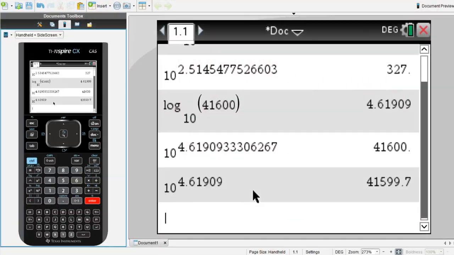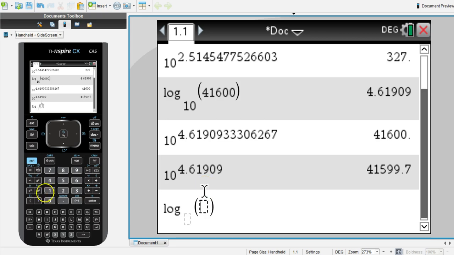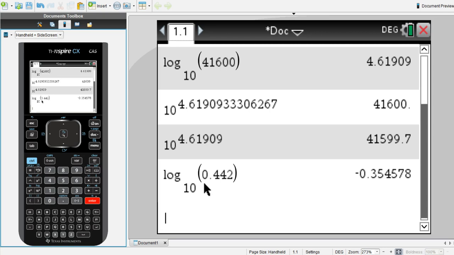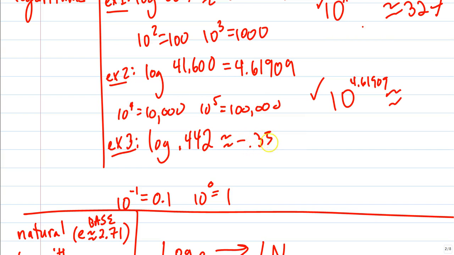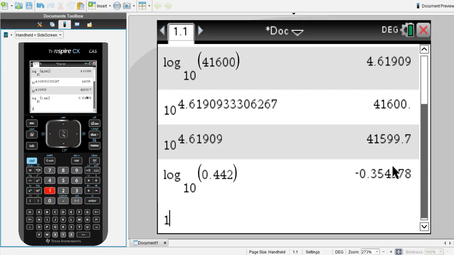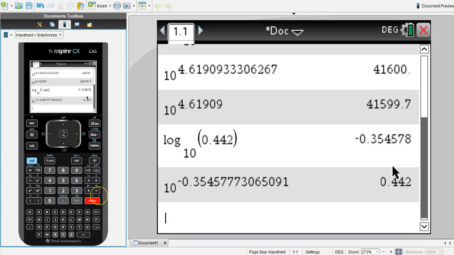Log of 0.442, hopefully you got a calculator. Log of 0.442. Is that between 0 and -1? -0.354578. Could I check that? The 10 raised to that, really flipping decimal, should approximately be 0.442. 10 raised to the answer should be 0.442.